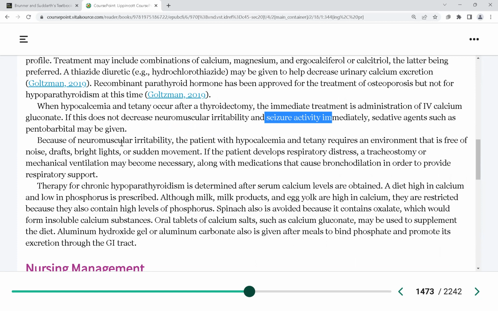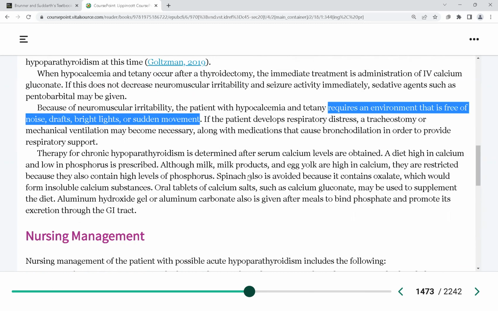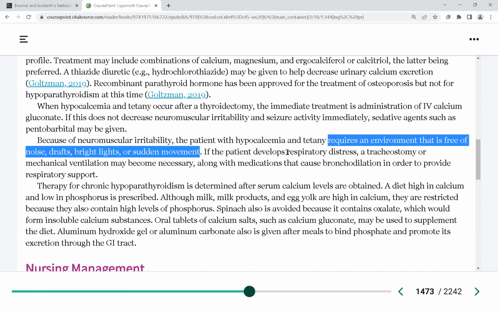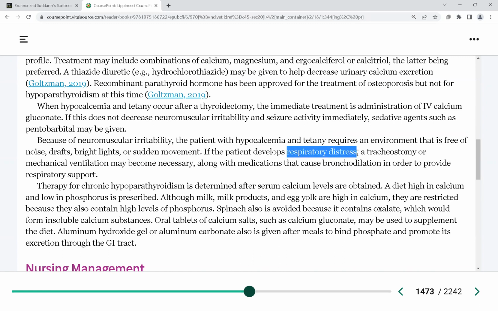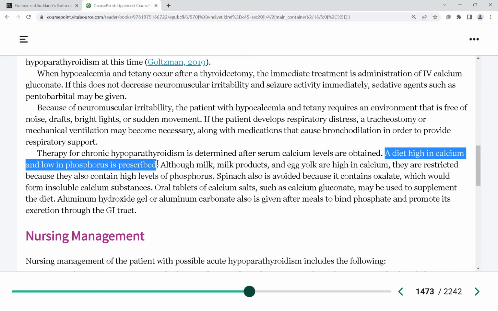So you have an idea about seizure precautions. So non-pharmacologic interventions are you reduce the environmental stimulation to prevent seizures. Okay, so dim the lights, keep the noise down, keep them comfortable. If the patient does have respiratory conditions, because the diaphragm is affected here, then we'll put them on a ventilator, or if not, we'll have to intubate the patient or maybe put a tracheostomy.